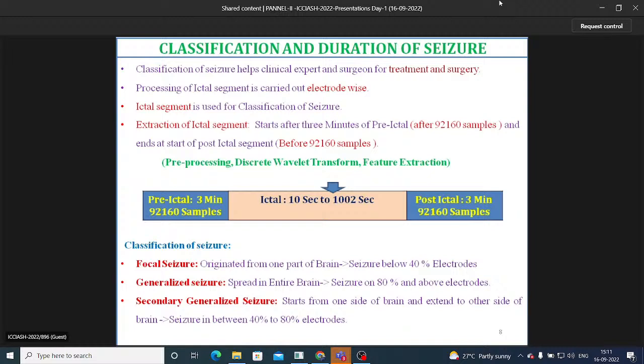A secondary generalized seizure is that seizure which starts from one part of the brain and extends to another part of the brain. We have captured that where there is a difference in time, and if 40% to 80% of the electrodes are showing a seizure, we have classified the seizure as a secondary generalized seizure. So these are the three classifications that we have done.